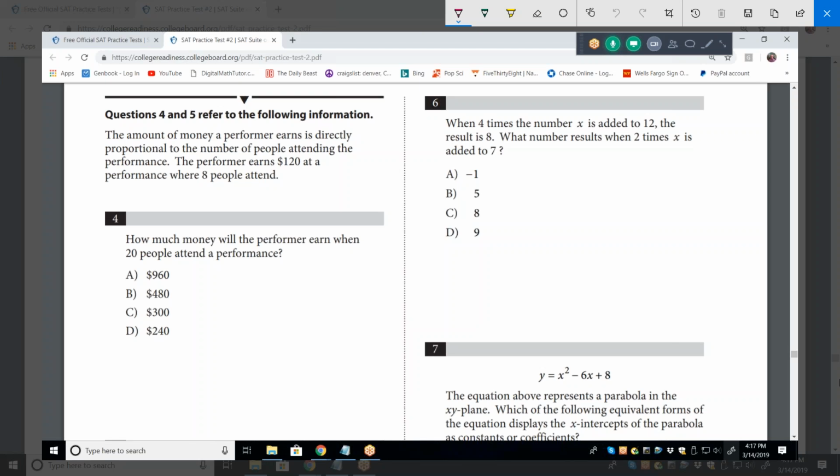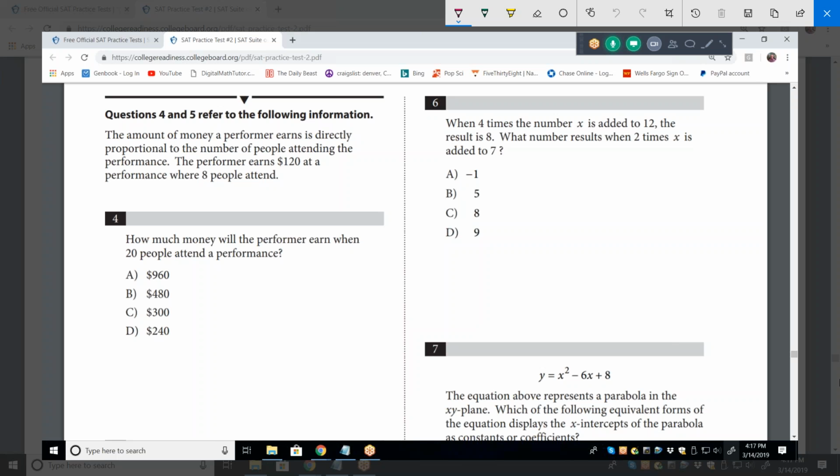Another ratio problem. So they like ratio problems. It looks like it. So what are you going to compare first? Let's talk about this.